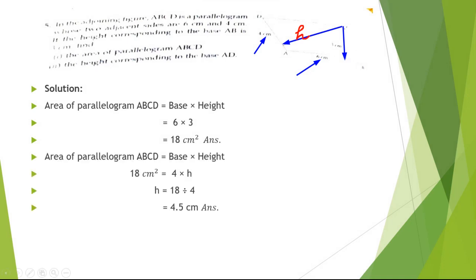So again we apply the formula for the area of a parallelogram, base into height. The area is known because it is the same parallelogram, so the area will be the same. So area 18 centimeter square is equal to base, which is 4 here, and height taken as h. So you can calculate h from here. It is 18 divided by 4, that is 4.5 centimeter. That is the height corresponding to the base AD.